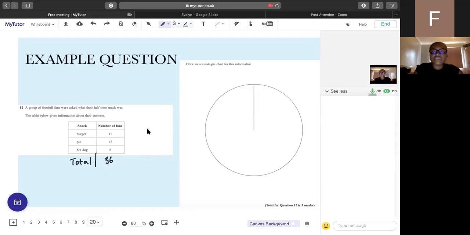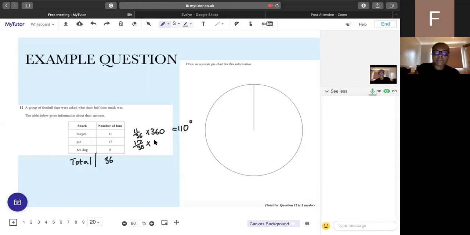So now for each one, what you need to do is work out the proportion and multiply it by 360. So you do 11 out of 36 multiplied by 360, and that will give you the angle of your sector, which you're going to draw on your circle. So 11 out of 36 multiplied by 360 gives you 110 degrees. And then we do the same thing for the rest of them.